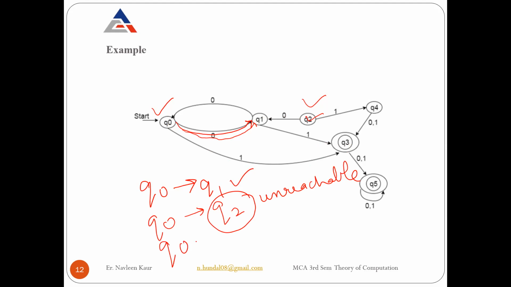If I talk about from Q0 to Q3, am I able to reach? From Q0, I can directly reach Q3. This is the path I can follow. It means this is also reachable.